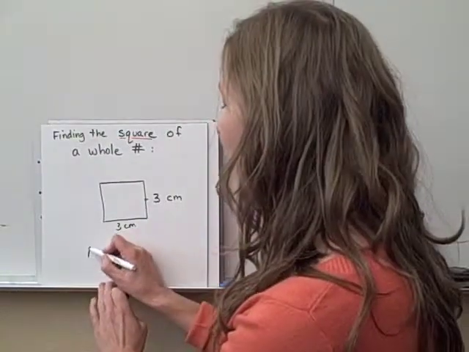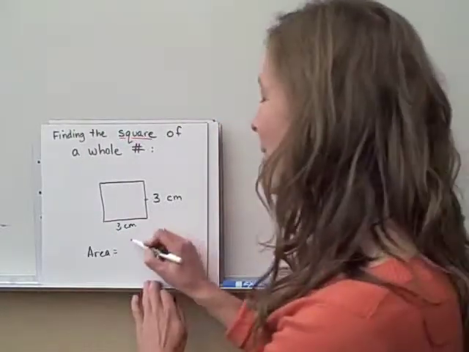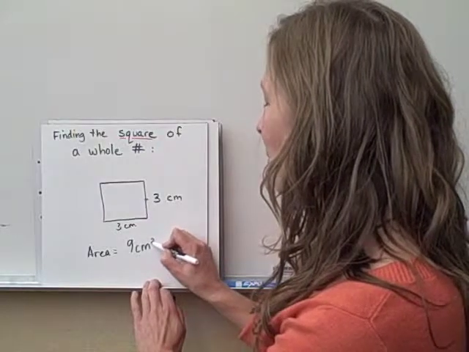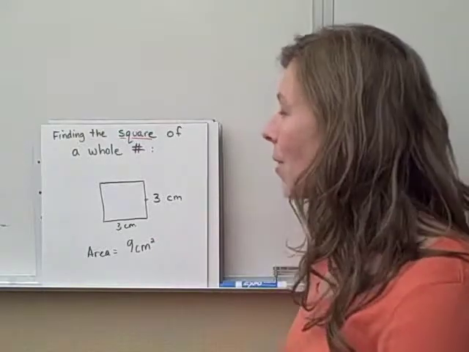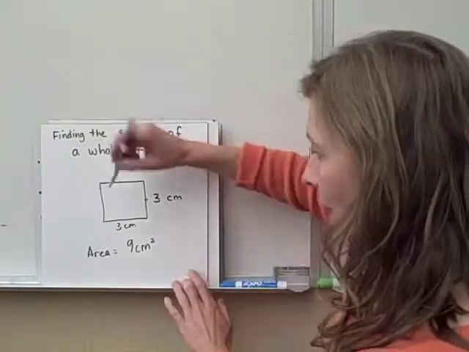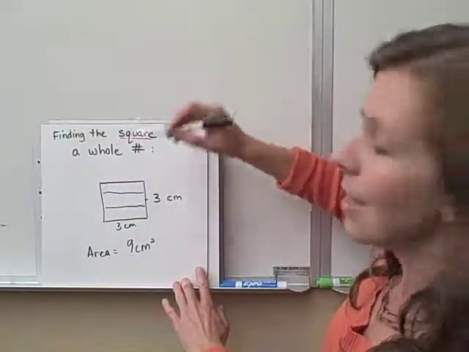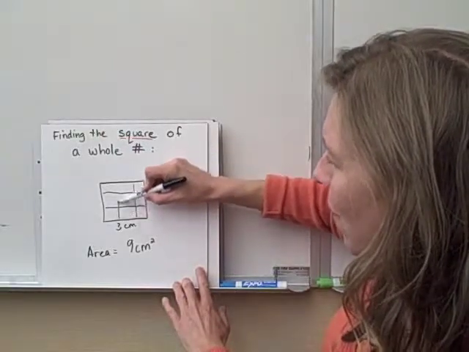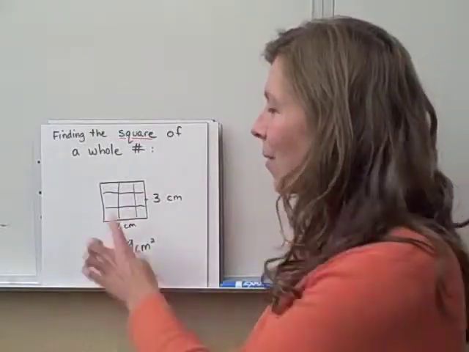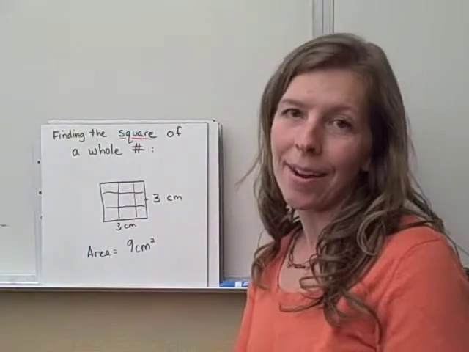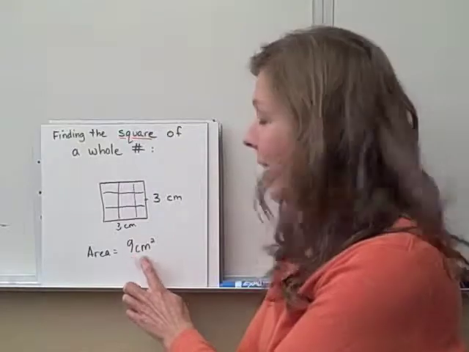So the entire area is how much, everyone? 9 centimeters square. See that little exponent that I included right there? We do that because if we were to draw those in, and pretend that they're accurate, I know this isn't perfect, this doesn't look like 3 centimeters by 3 centimeters, so bear with me, we would end up seeing 9 squares in the area of the square. But we write it like this, 9 centimeters square.